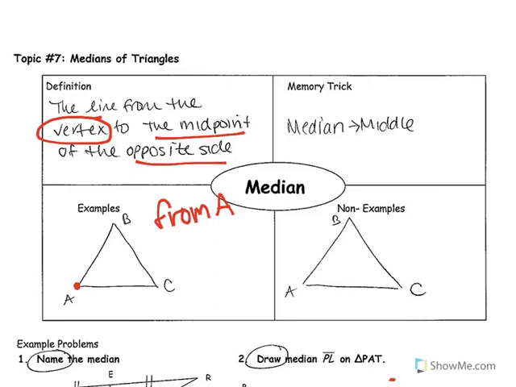Okay? So that's the first part of the definition, it's coming from a vertex. I know I have to start at A, and I need to go to the midpoint of the opposite side. Well, let's figure out what the opposite side is first. The opposite side, if I think about drawing an arrow, is BC. Okay? So I know that I have to start here at A and land on BC exactly in the middle. So I'm actually going to find that point first. I'm going to find the middle of BC, and I'm going to connect those two.